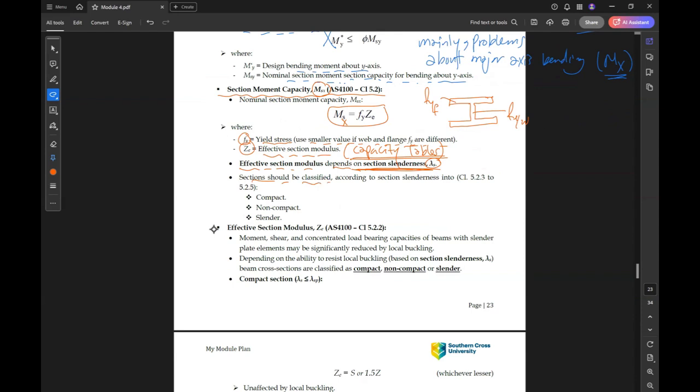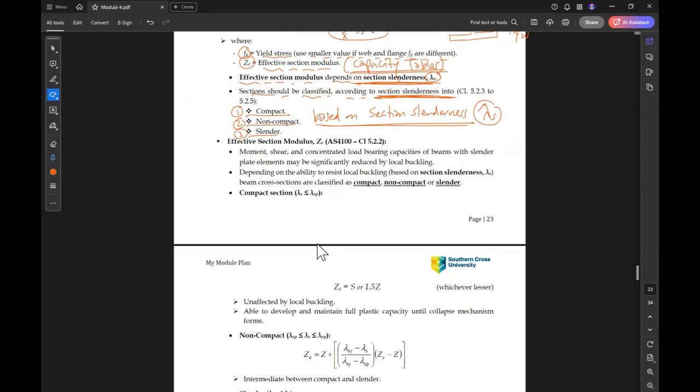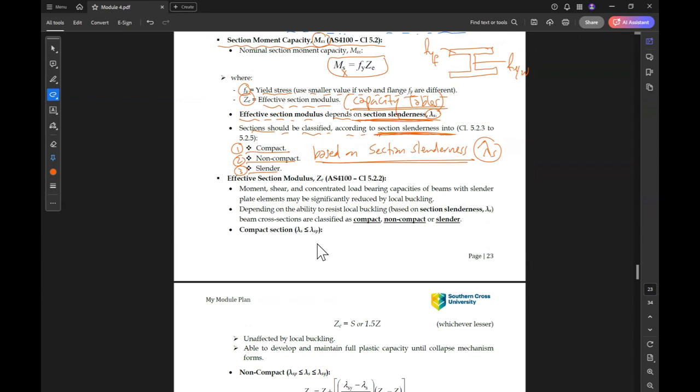Sections should be classified according to section slenderness into three types. So we have three types of steel section: compact, non-compact, and slender, based on the section slenderness ratio lambda s. Let's see how to define the section as compact, non-compact, or slender.